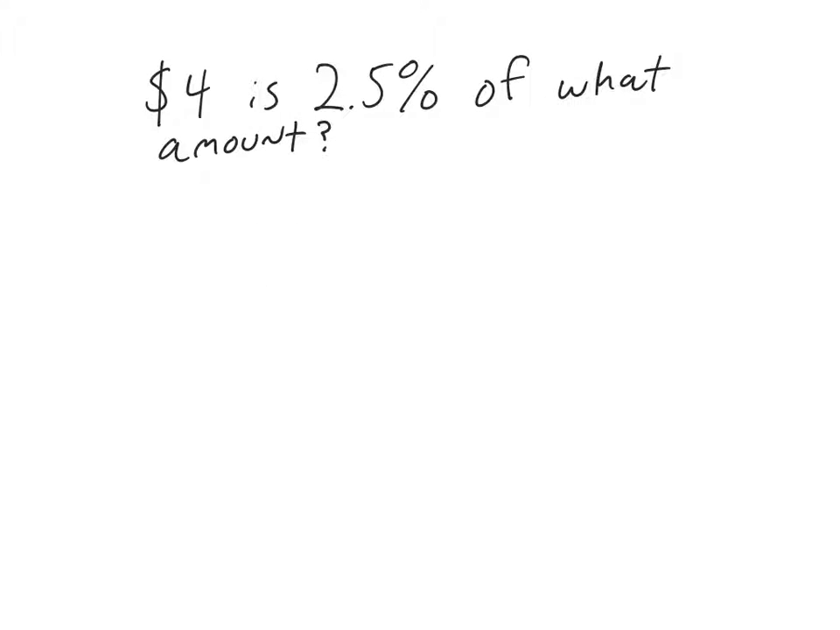Alright, last problem, I need to do some translating. I need to translate English into math. So first thing I see is $4. So I have $4. Is means equals. Then I have 2.5%. Of means times, and then we have what amount, so we'll use a variable for that.